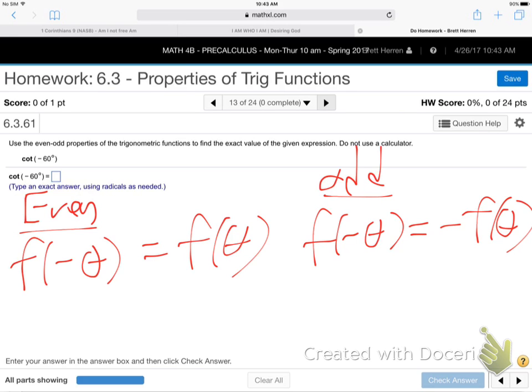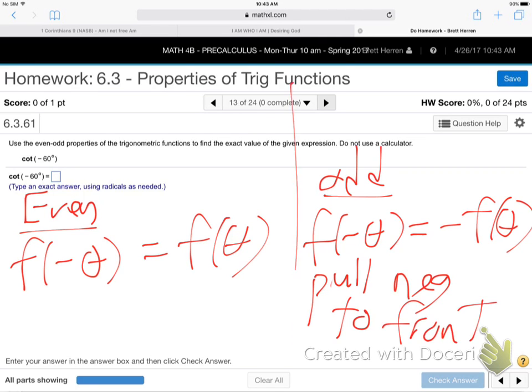So odd, pull, whoops, I can't write with my finger. It's finger painting day here. Pull negative to the front for odd. And for even, ignore it or cancel the negative for even. So for even functions, you can just ignore the negative when it's plugged in. And for odd functions, you pull the negative to the front when the negative is plugged in.